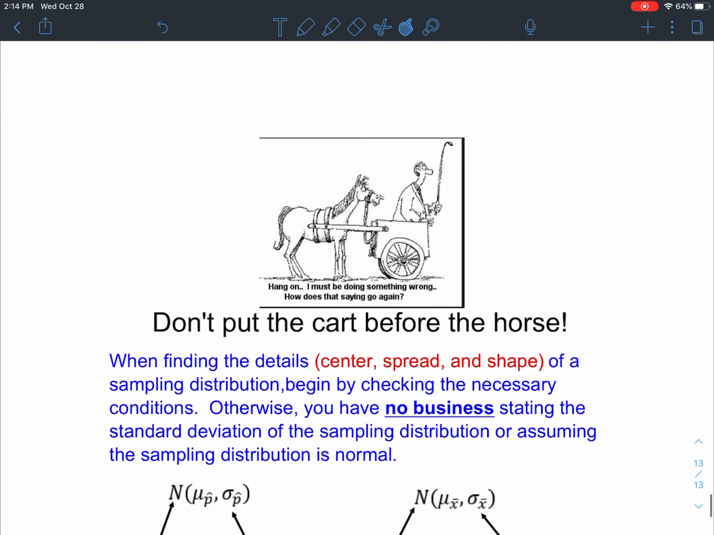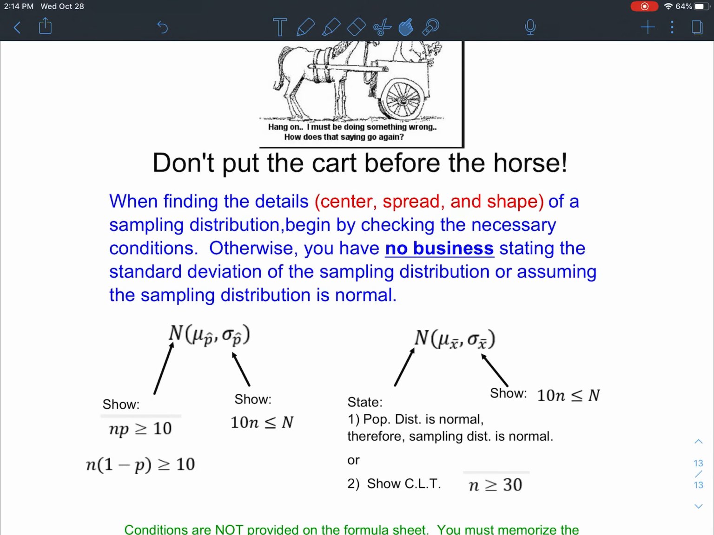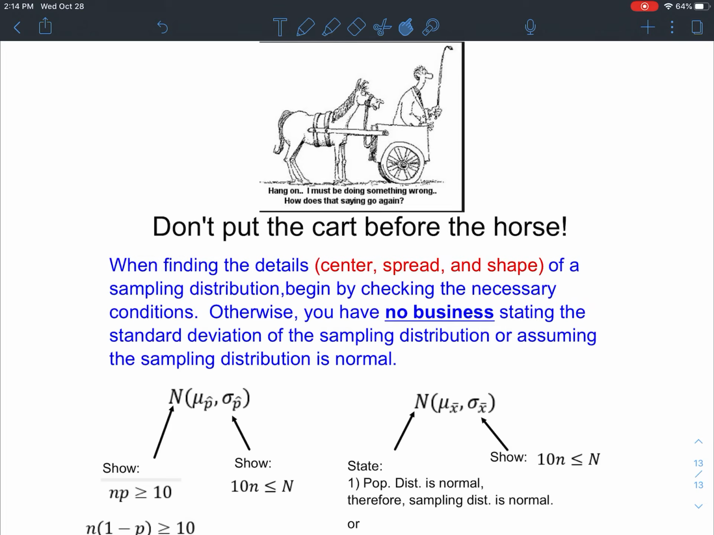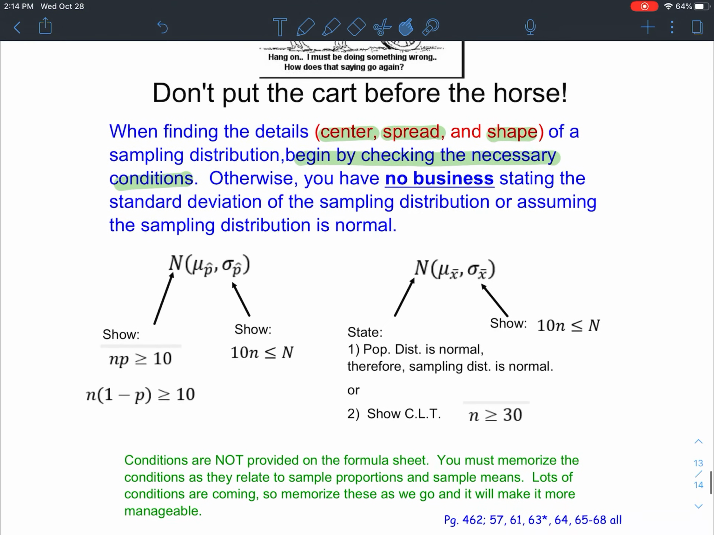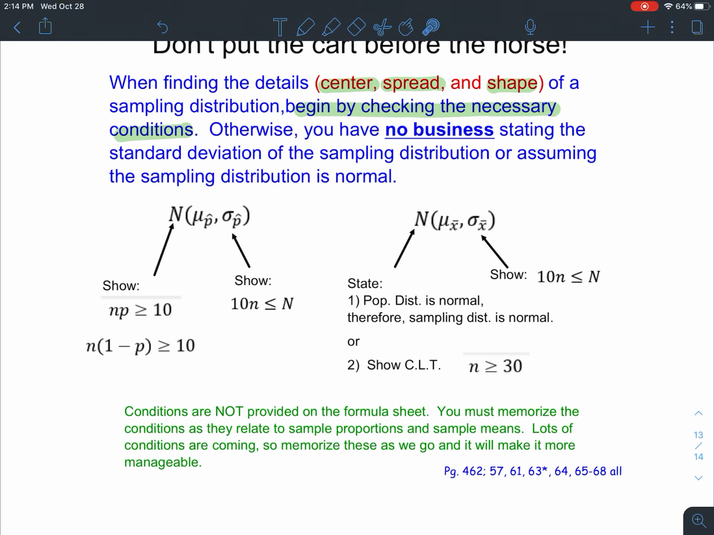Okay, and the final thought that I'm going to leave you with here is please make sure that you are not putting the cart before the horse, so to speak. When you are finding the details of the center and the spread and the shape for any sampling distribution, you should always begin by checking the necessary conditions. You actually have no business whatsoever stating the standard deviation or stating that the shape is normal if you have first not shown the large counts condition for proportions, or if we're talking about means, one of these two pieces. And then for the spread, you need to show that 10% condition.